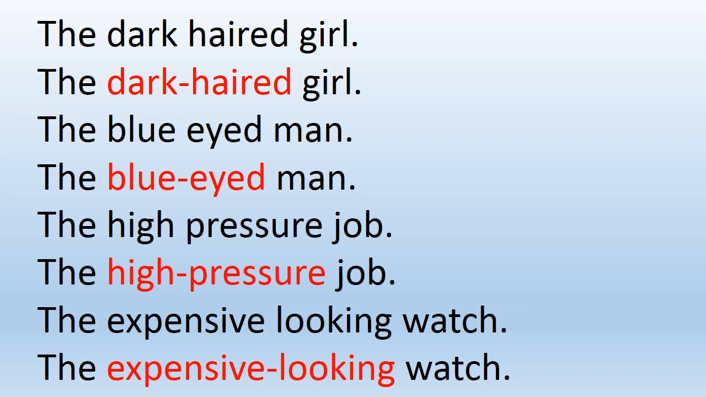Now have a look carefully at them. The hyphen, you can see this time there's no space in the first one between the K in dark and the H in haired. So it becomes one single word: dark-haired, blue-eyed, high-pressure, expensive-looking. And it becomes one adjective.